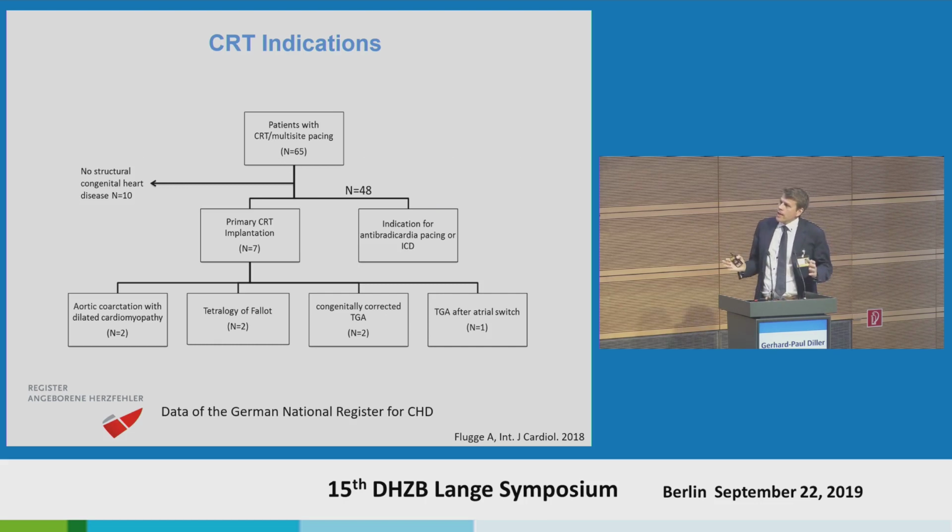But when we look at the current practice, and there was a study by the National Registry for Congenital Heart Disease in Germany where we looked at the use of CRT devices in congenital heart disease, we find a slightly different picture. First of all, only a limited number of patients have been treated with a CRT device anyway. Out of these 65 patients with a CRT device, the majority had other indications for pacing, bradycardia indications, and only a small minority received a CRT device purely for heart failure indications. So it is a specific treatment reserved for very selected patients, mainly maybe the CCTGA patient with a systemic right ventricle, some selected Fallot patients. And you could argue that a coarctation patient with dilated cardiomyopathy actually fits the general recommendations for pacing.